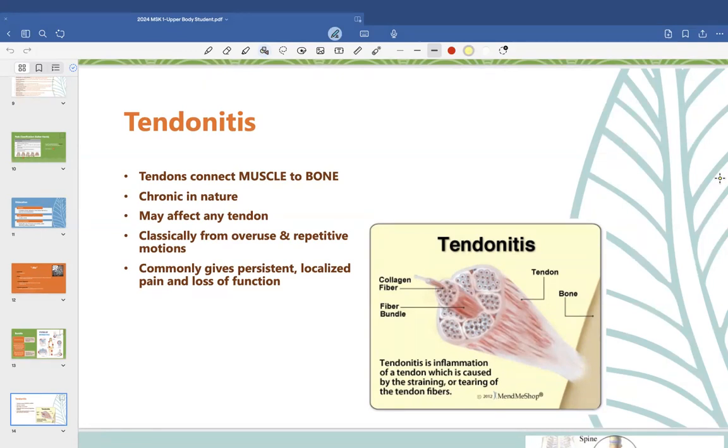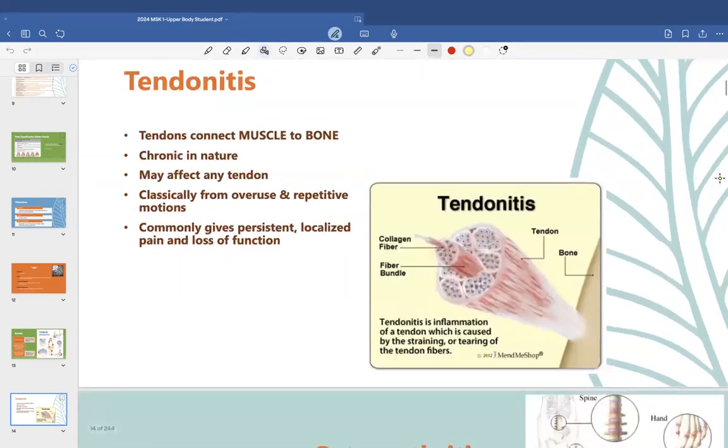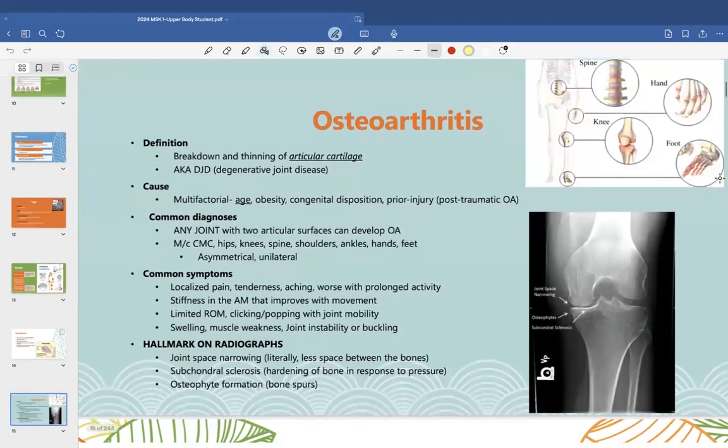Again, we've talked at length about osteoarthritis, but we know this is the breakdown and thinning of the articular cartilage, the joint cartilage that sits on the end of long bones and a lot of bones. This is the wear and tear, kind of multifactorial. Age is the biggest thing we can correlate with it. But any joint where two articular surfaces come together can end up with arthritis. So CMC, remember that's the thumb, hips, knees, spine, all of those weight-bearing joints. This is asymmetrical arthritis, unilateral arthritis, non-inflammatory arthritis.